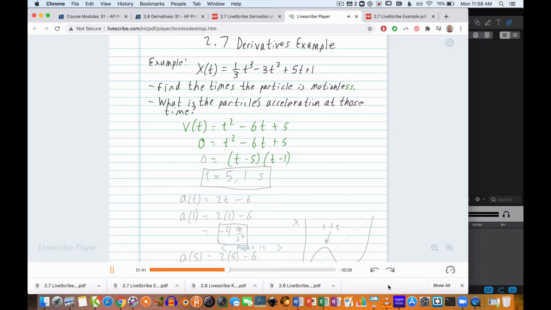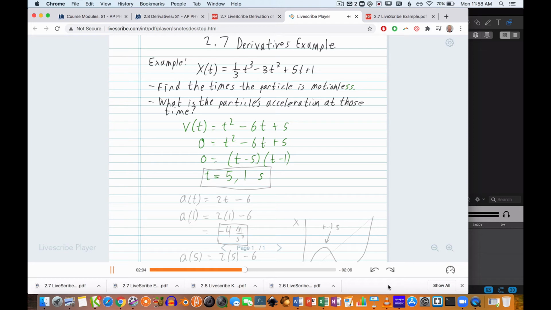And so that means if we're trying to say this is equal to 0, then we know that t must either be positive 5 to make the first thing 0, or positive 1 to make the second thing 0. And that's always in seconds unless otherwise stated. So 1 or 5 seconds. There we go, that's when the particle is motionless.